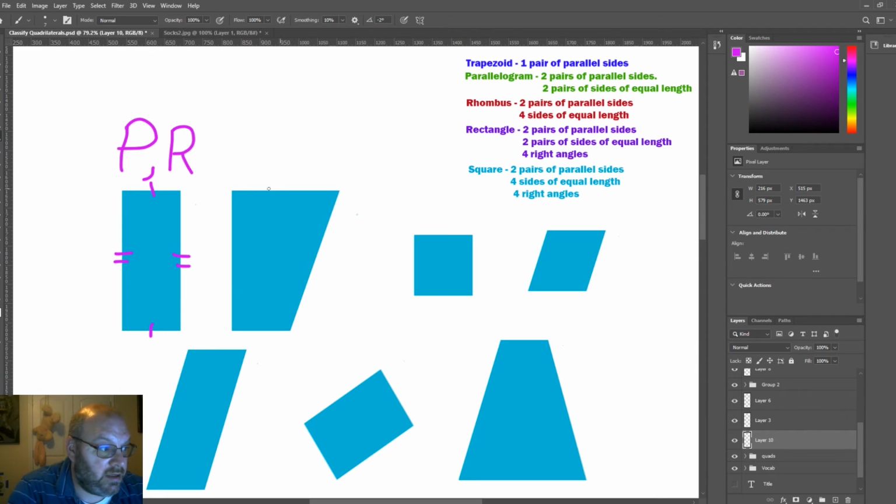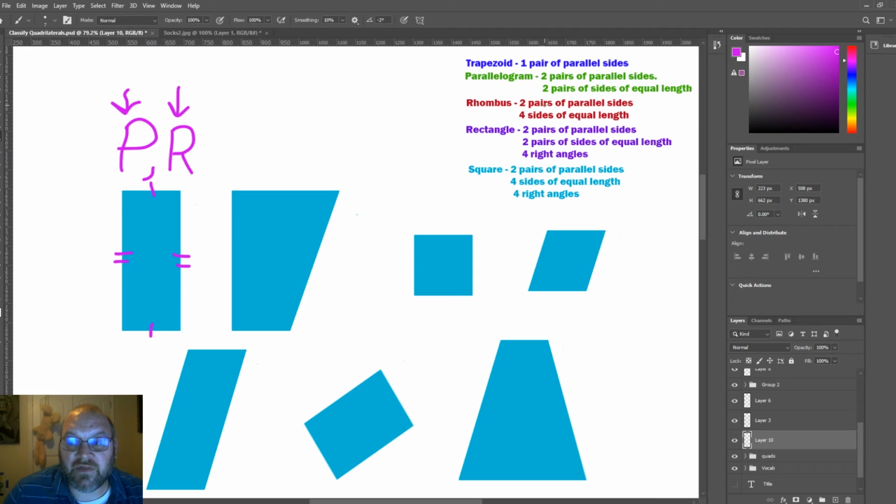It does. Two pairs of parallel sides. Four sides of equal length? It only has two pairs of sides of equal length. It doesn't have four sides of equal length, so it's not a square. So this is a parallelogram and a rectangle. You see how it can be two different quadrilaterals?